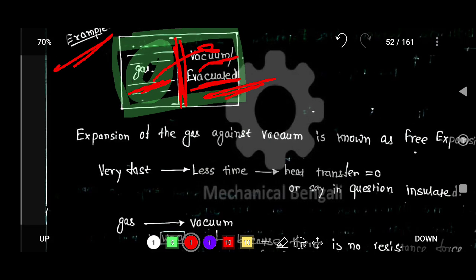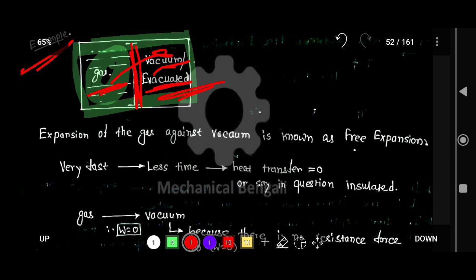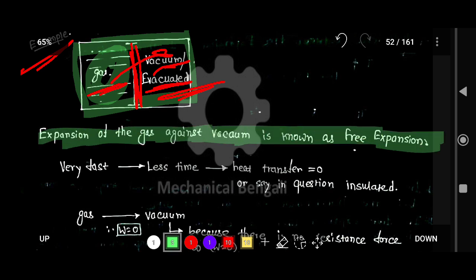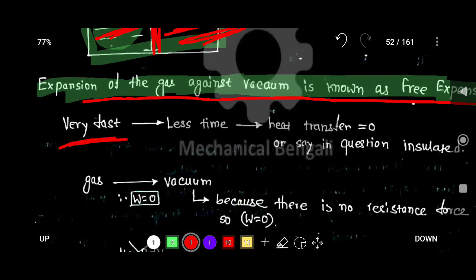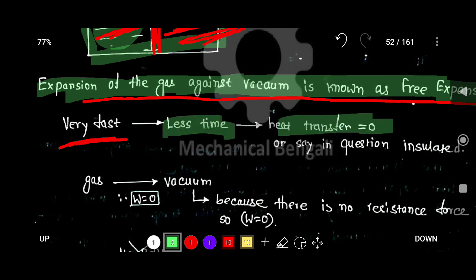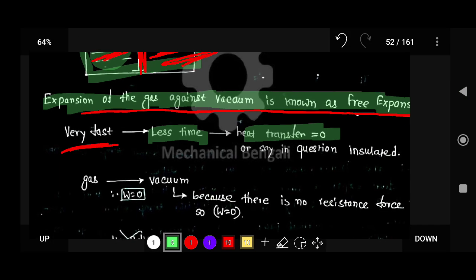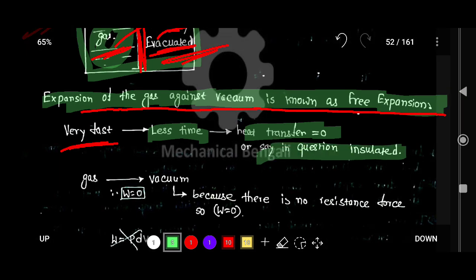So what is free expansion? Here the definition is given: expansion of the gas against vacuum is known as free expansion. This is very important. In this process, which is very fast, less time is required, and due to this the amount of heat transfer is equal to 0. So you can say it is an insulated process. If the question says insulated, that means it is a free expansion process.